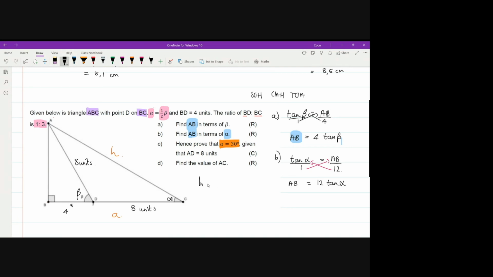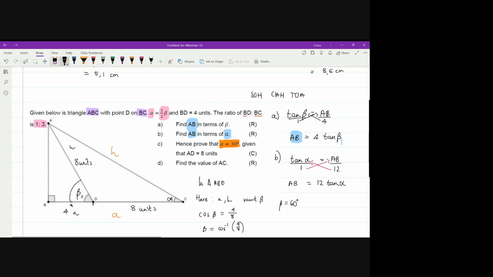So if we look in triangle ABD, I know that I have my adjacent, and I have my hypotenuse. I have my hypotenuse and I want my angle beta, right? If I find my angle beta, I can just use cos. So I'm going to say cos of beta is equal to adjacent over hypotenuse, which is 4 over 8. Because I want beta, I'm going to find shift cos of 4 over 8. If I punch this into my calculator, it's going to tell me that beta is equal to 60 degrees.